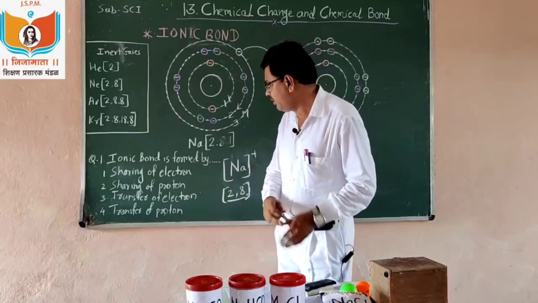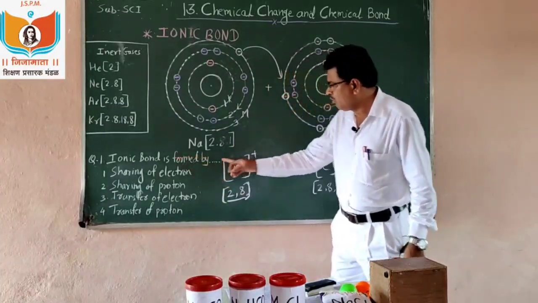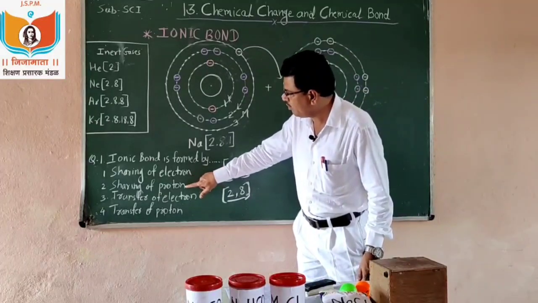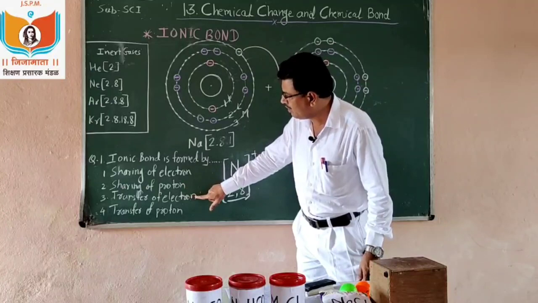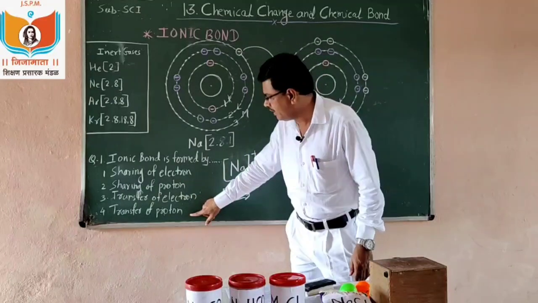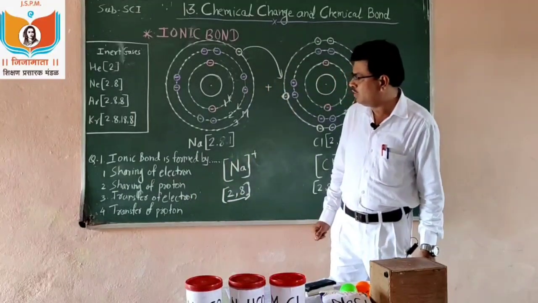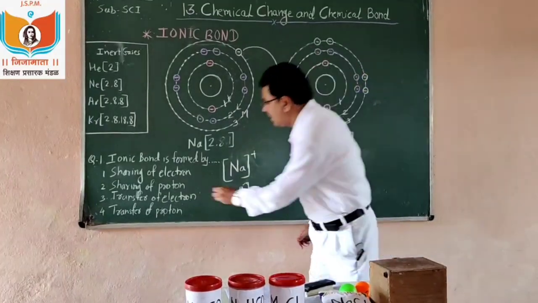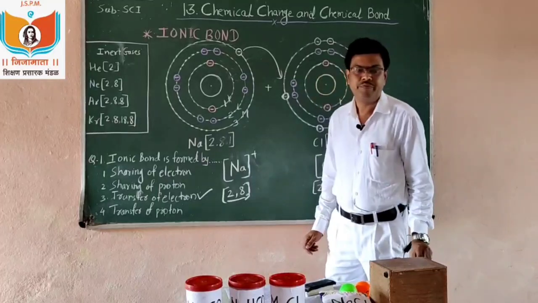Now, can you tell me, is an ionic bond formed by sharing of electrons, sharing of protons, transfer of electrons, or transfer of protons? And obviously, your answer must be transfer of electrons.